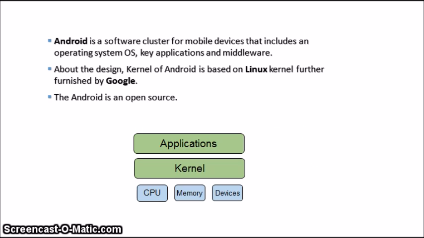Android is a software cluster for mobile devices that includes an operating system, OS, key applications and middleware. While talking about the design of Android, the kernel of Android is based on the Linux kernel, further furnished by Google, and Android is open source. Android is specially developed for applications. There are more than 400,000 applications in the Android market, and Android consists of applications, kernel, CPU, memory and devices.